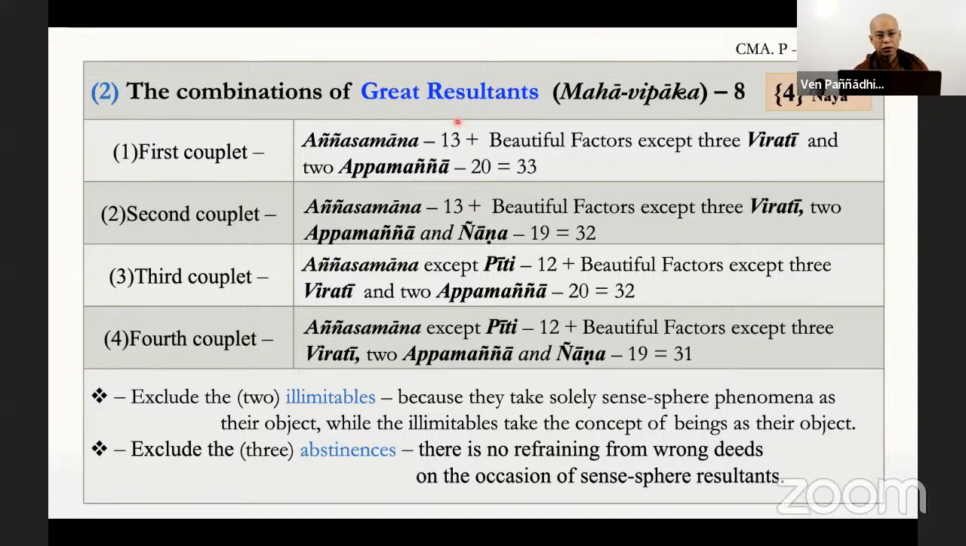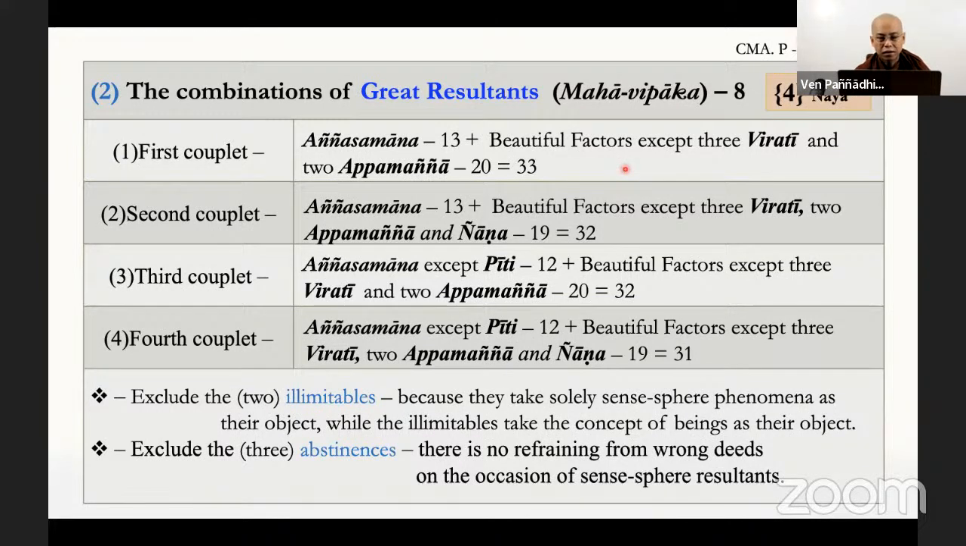That's why the resultant itself is the product of wholesome and unwholesome karma. So in that moment, there's no refraining. Deliberately refraining is impossible at the moment of great resultant consciousness. So one cannot avoid wrong or perform right. That's why it does not have the nature of Virati. It cannot match with the nature of Virati. So Virati always becomes an exception in the case of great resultant consciousness.